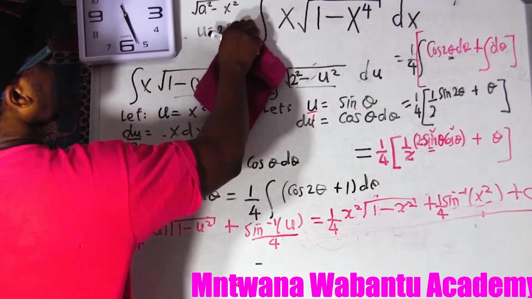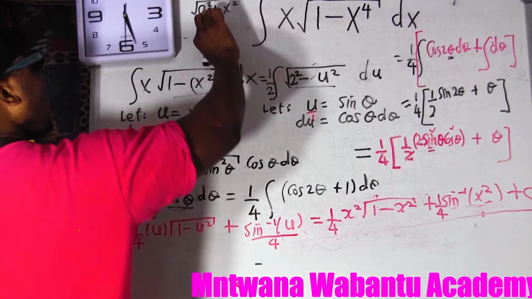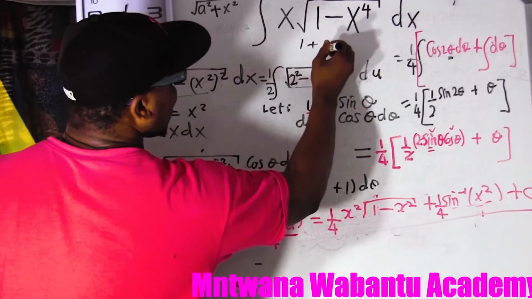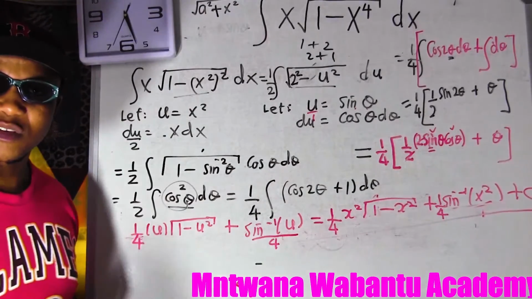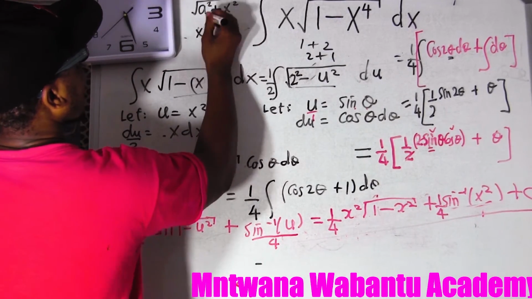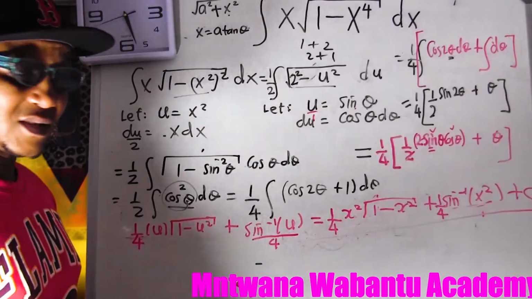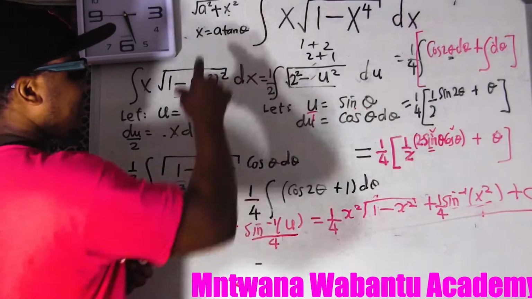Okay, what about for tan? For tan, it's always a plus. Either you start with x squared or a squared, it doesn't matter, because 1 plus x squared and x squared plus 1 is almost the same thing. So for tan, you say x equal to a tan of the angle. You need to remember those things. You see what I'm saying? You need to know when it's plus, it's tan.